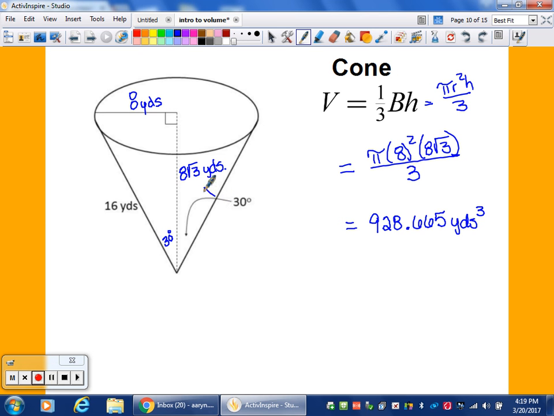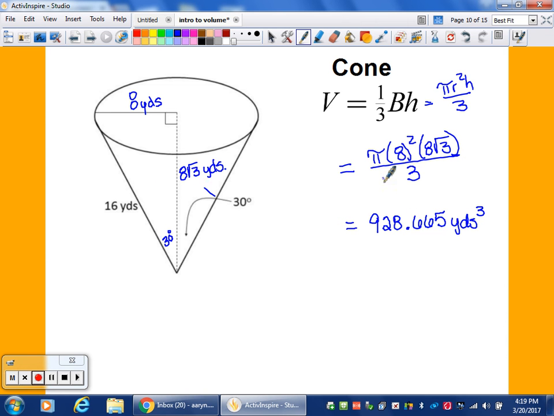My radius, I have to figure out using this right triangle right here, and knowing that this side was 30 degrees told me this side was also 30 degrees, which means this is a 30, 60, 90 triangle. Knowing my properties of a 30, 60, 90 triangle, the hypotenuse is twice the smallest side, which is across from the 30. So half of 16 is 8. Then to get the height, I take that smallest side and multiply by square root of 3. So 8 square root of 3 is my height.